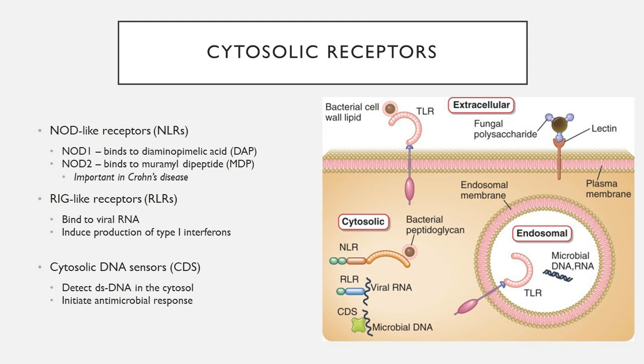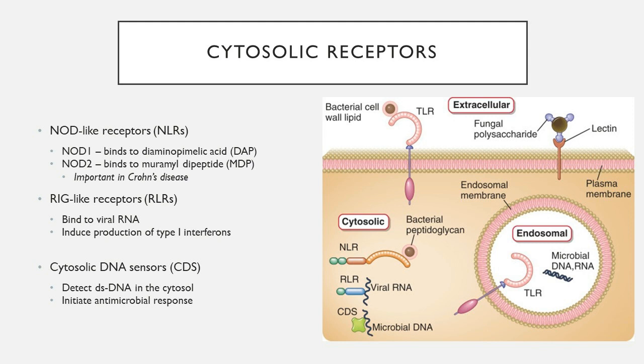I won't go into too many details about these classes of receptors, but I want to hit on a couple of them. So first one is a class called NOD-like receptors. The two most heavily studied NOD-like receptors are NOD1 and NOD2. NOD1 binds to diaminopimelic acid, DAP, and NOD2 binds to muramyl dipeptides, MDPs. Now, NOD2 is important because it's found in high concentrations in cells of the epithelial layer of the small bowel. And genetic mutations of this particular receptor increase the risk of the autoimmune disease Crohn's disease.